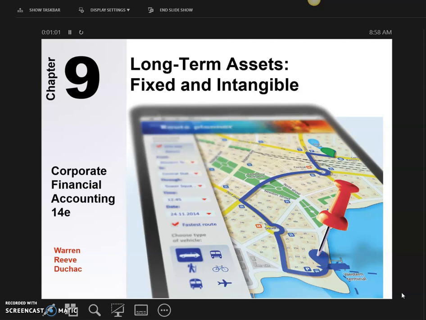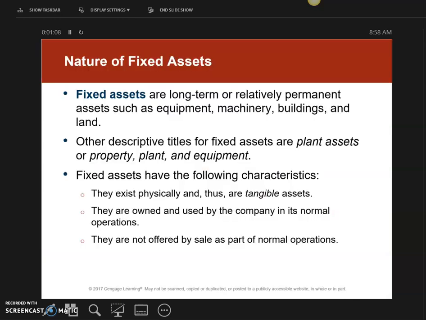We're going to be talking about Chapter 9, which involves long-term assets, fixed and intangible. These long-term assets are things that you normally buy to generate more revenue. As a matter of fact, this is the only reason you buy a fixed asset. They're usually things such as equipment, machinery, buildings, and land.